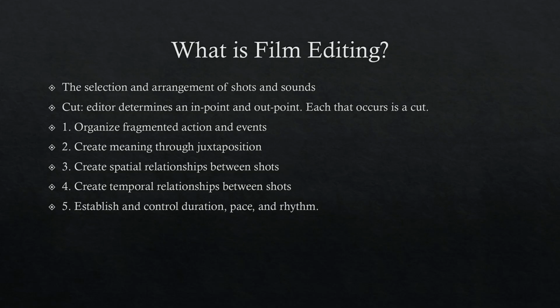Now, film editing helps us with a number of different purposes, but most often it helps in one of 5 different ways. It helps us to organize fragmented actions and events. When we're shooting our film, often we don't shoot it in narrative order. So editing helps us to take all the raw footage that we gather and sequence it in a manner which makes sense to form a story.